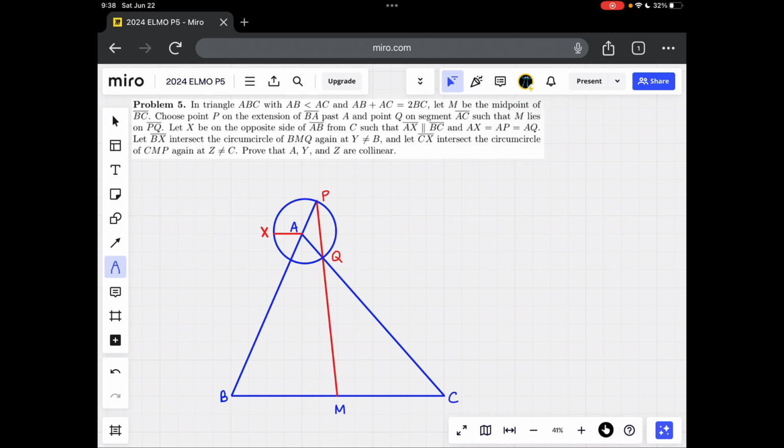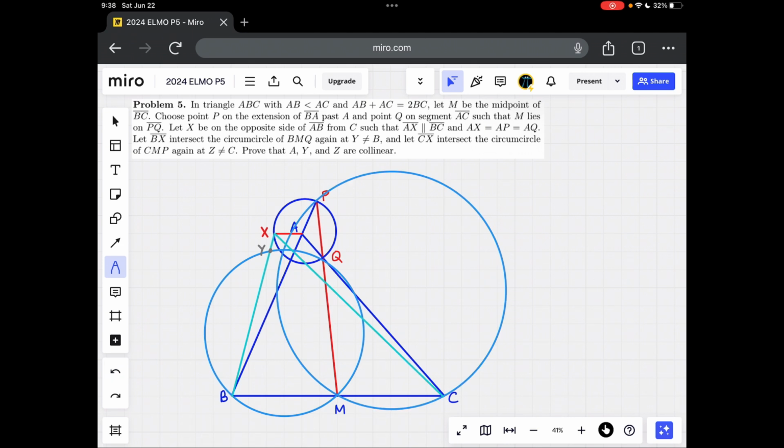Let BX intersect the circumcircle of BMQ again at point Y not equal to B. And similarly, let CX intersect the circumcircle of CMP at point Z not equal to C. And we would like to prove that points A, Y, and Z are collinear.